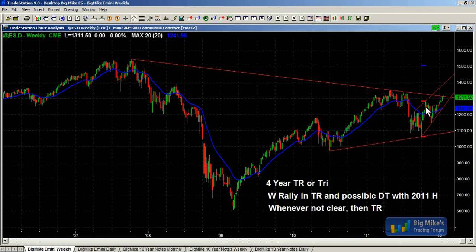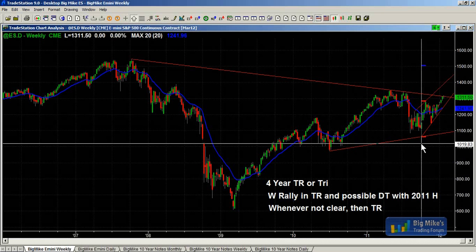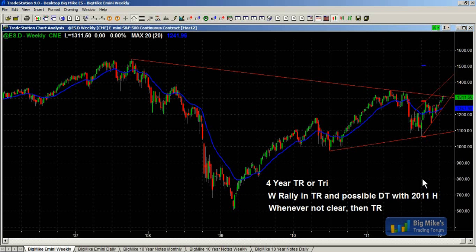Anyway, so we're either in a triangle or a 4-year trading range, and over the past 6 months or so, we're rallying, and it might end up being a wedge rally that leads to a double top, and then a sell-off to test the low back in 2011. And if it breaks to the downside, then the market might have a measured move down. But right now, it's a 4-year trading range, and then there's a smaller 1-year trading range, and we're getting near the top of it. So for me, I would rather be looking to sell up here based on the weekly chart.